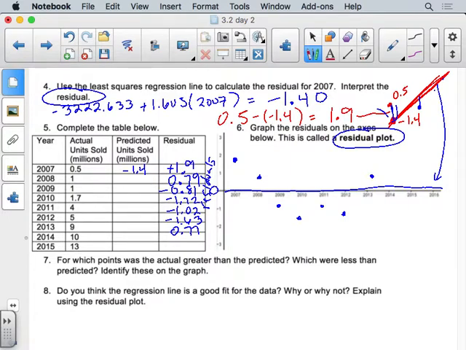And 0.16. So at 2014, we were really close to having our prediction and our actual be perfect, like the same residual. And then 2015, we were 1.56 above our prediction here. So we were up above again.